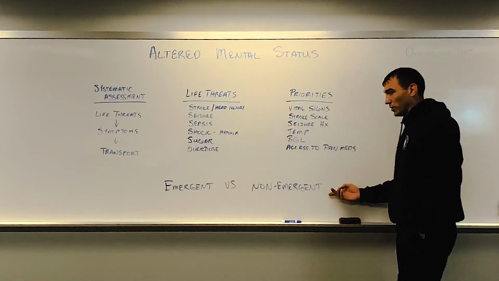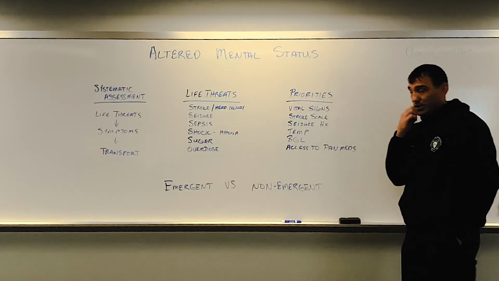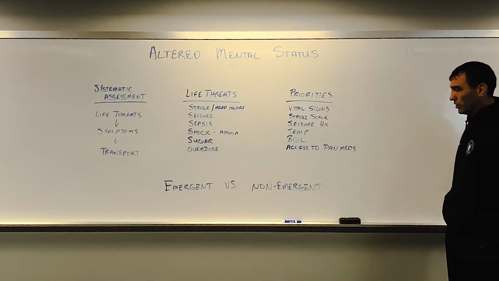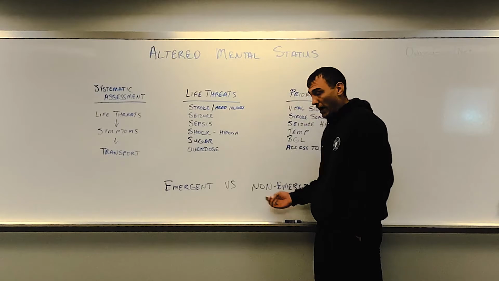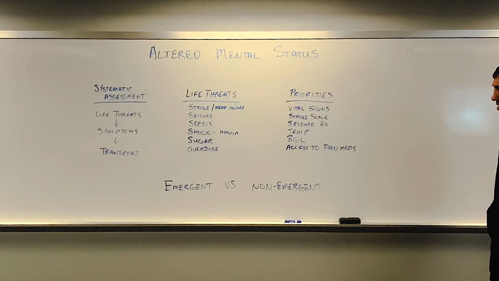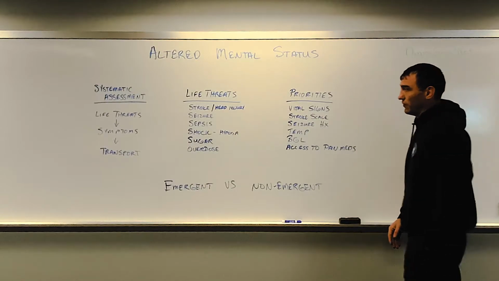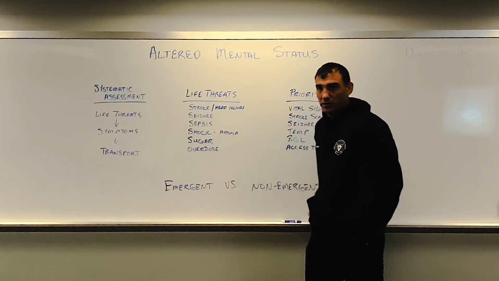Okay, so that leads to the last part here, emergent versus non-emergent. How do we determine this? Per the protocol, anything that is unknown to us and is altered has to be run emergent. The thing with these is, if I find one of these life threats and I can't reverse it, it has to be emergent, right?